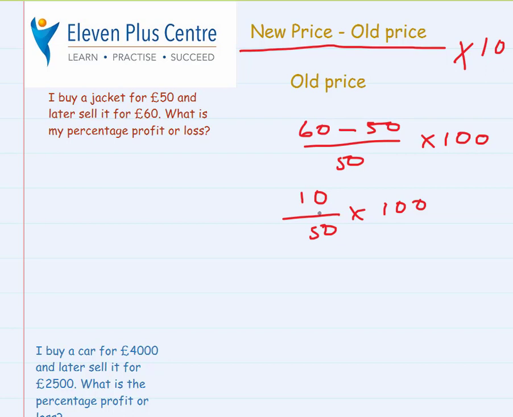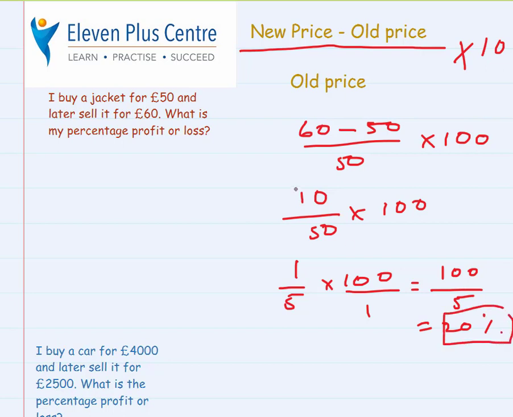So let's simplify this. We can divide both by 10. That gives us 1/5 times 100. That's easy because 1 times 100 is 100, divided by 5, because just so you remember, 1 times 100 is 100, 5 times 1 is 5. So 100 divided by 5 is 20. And that's 20%. So this is my answer. So if I bought a jacket for £50 and I sold it for £60, although I made a £10 profit, my percentage profit or loss was 20%.